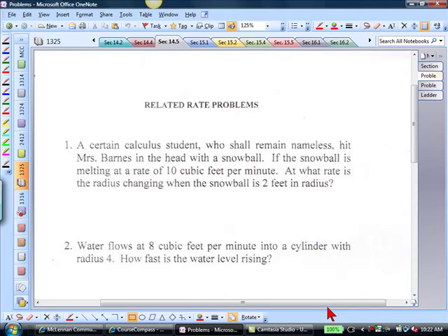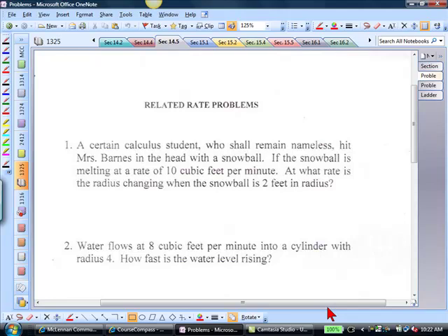Okay, all right, so you're talking about a snowball and it's melting. So what is changing there? The radius is changing, but what else is changing? The volume, because this snowball is literally melting and getting smaller. So you want to think about that. The volume is changing. Is it increasing or decreasing?